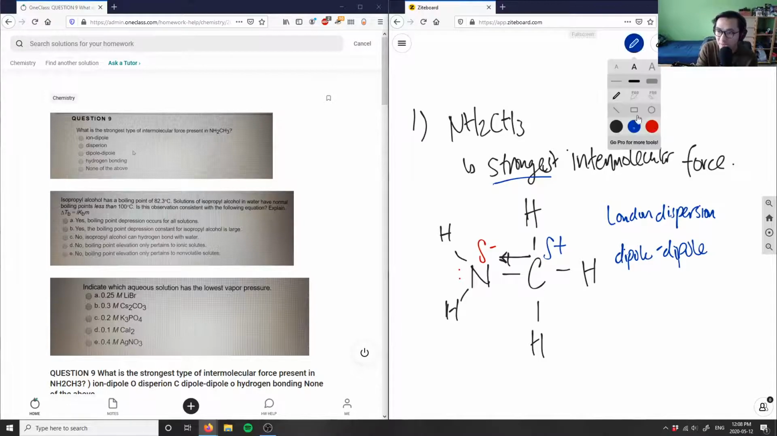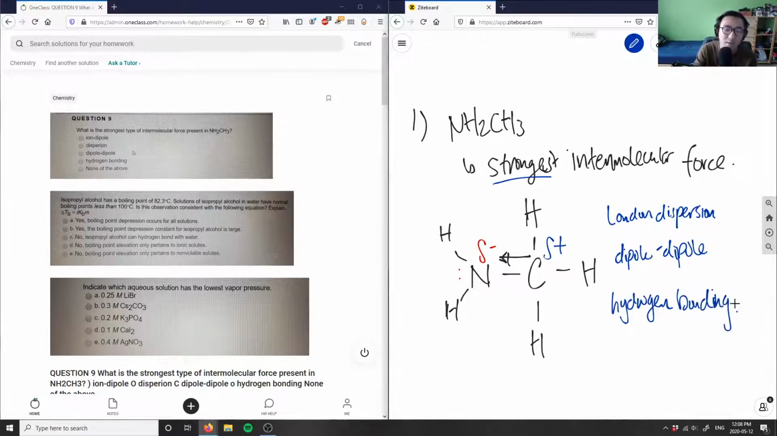And then finally, do we have hydrogen bonding? And the answer is yes, we do have hydrogen bonding. Remember, hydrogen bonding only exists with 3 elements. I need a hydrogen, and hydrogen is bonded to N, O, or F. And as you can see here, we have these 2 bonds, right? This bond here is partial negative. This is partial positive. This is partial positive.